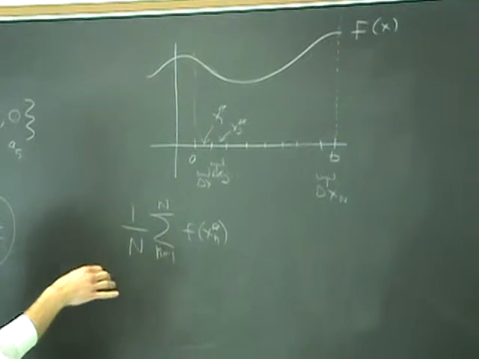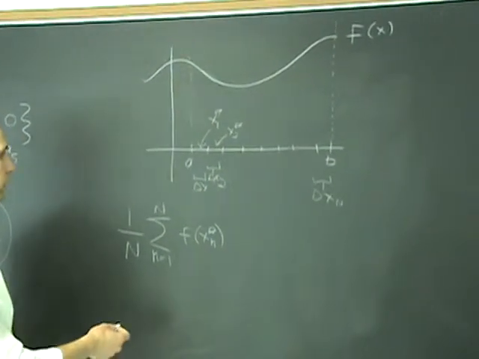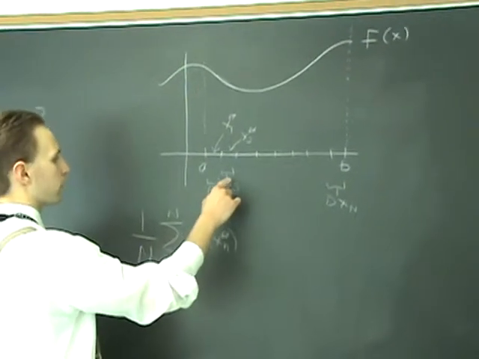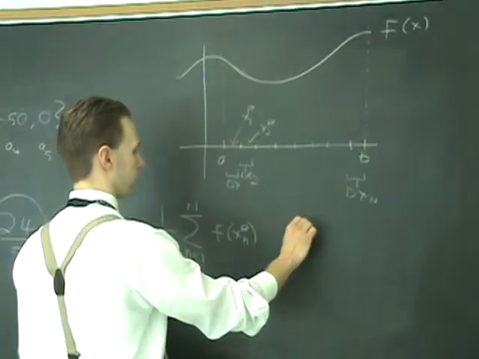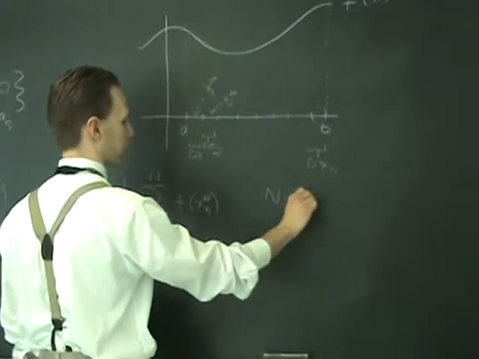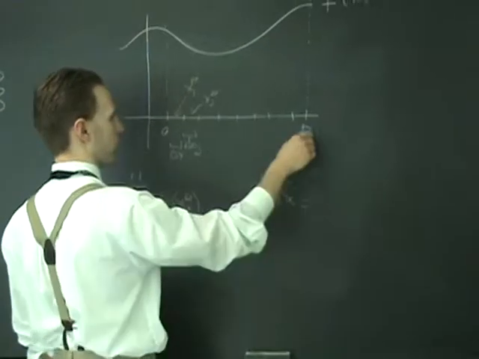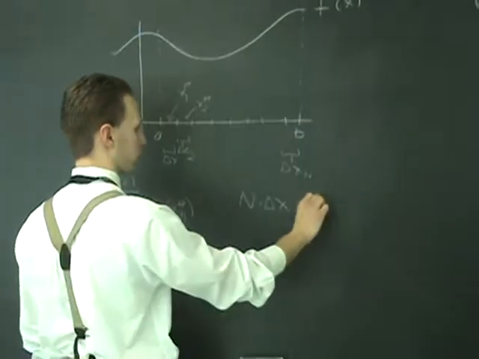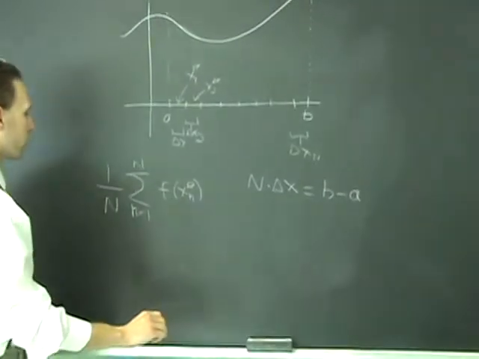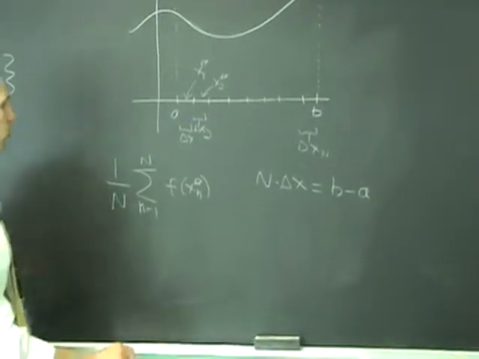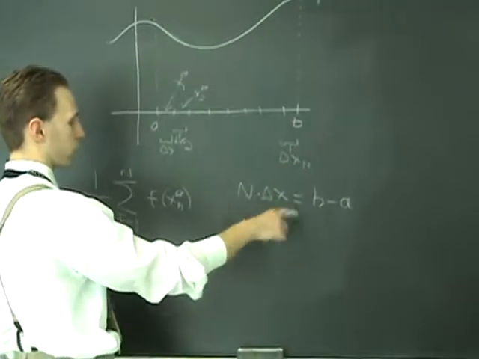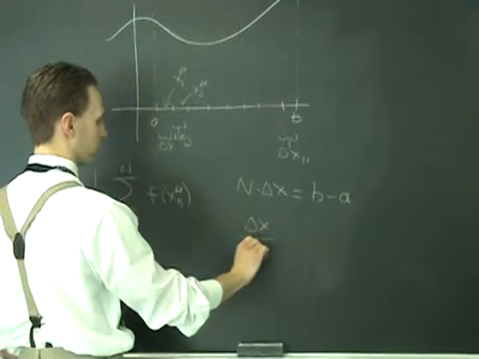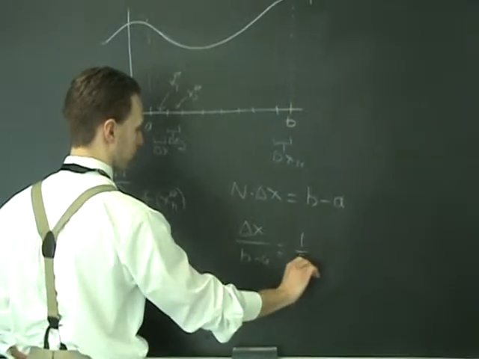We can turn it into a Riemann sum and thereby take the integral. What you find is that if all of your delta x's are equal in size, then n times delta x is equal to the length of the interval, because there are n of them and they're all the same length. When you multiply them, you get b minus a. So if you cross multiply, bring the n down, you'll get delta x over b minus a equals 1 over n.